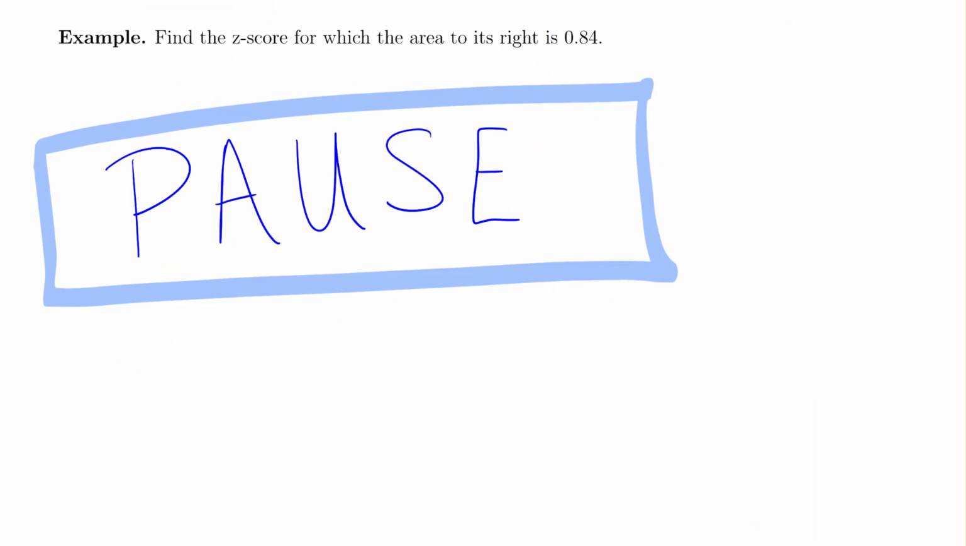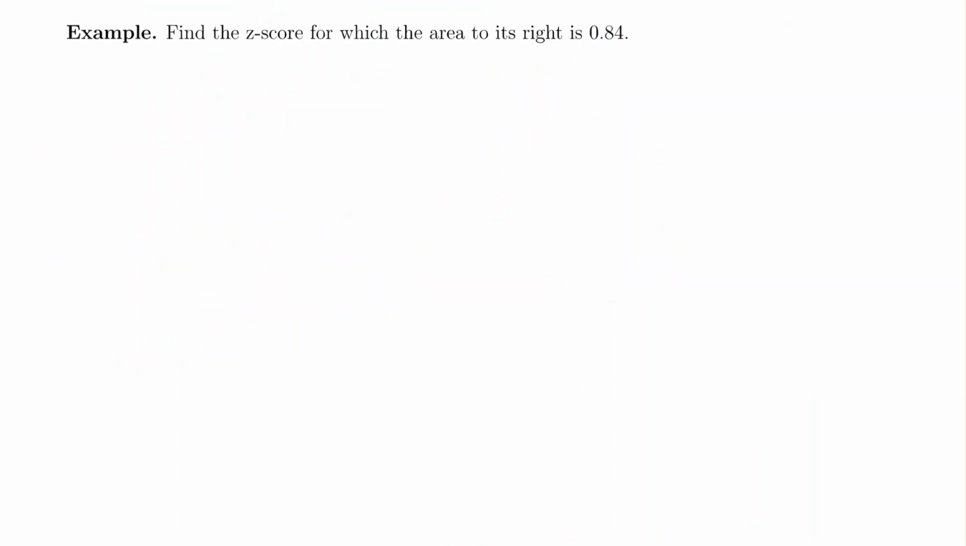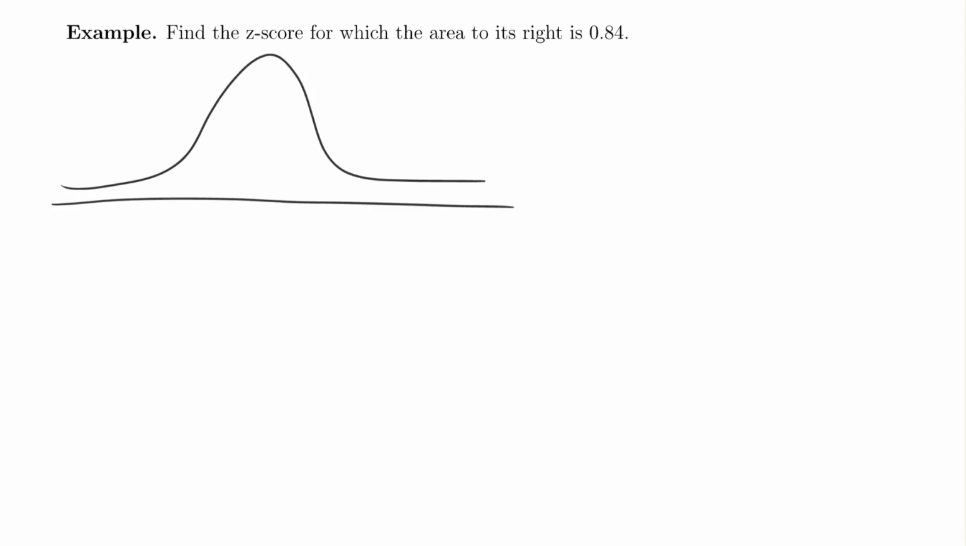So we've got our next problem. As always, pause the video right now, attempt the problem on your own, unpause to check your work. So here I'm asked to find the z-score. I know z-score is related to my cumulative normal distribution chart that we've been working with to this point. So I'm going to draw my sketch of the normal curve. And we want to find the z-score for which the area to the right is 0.84.